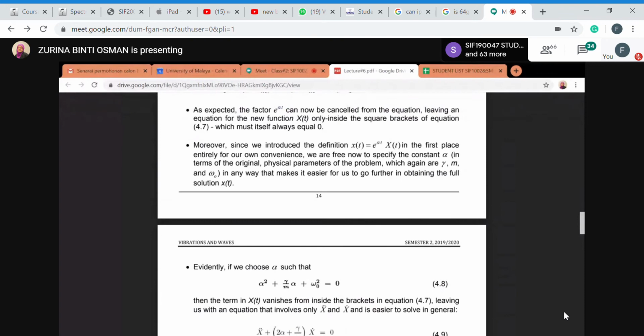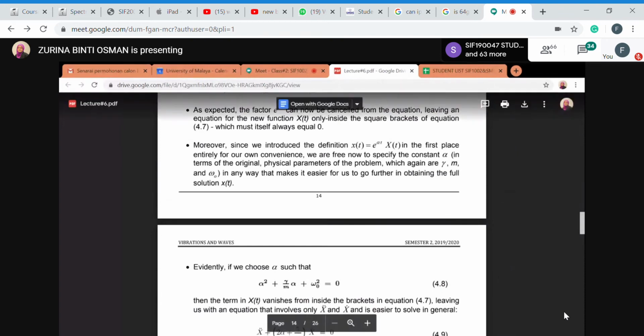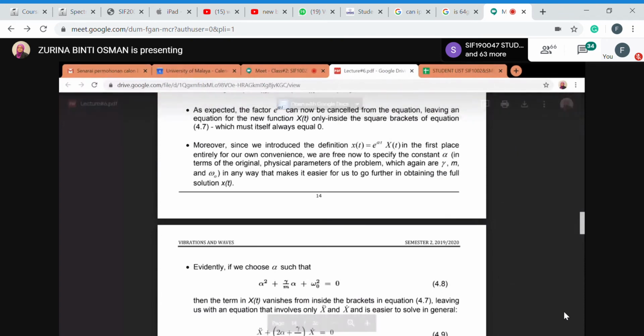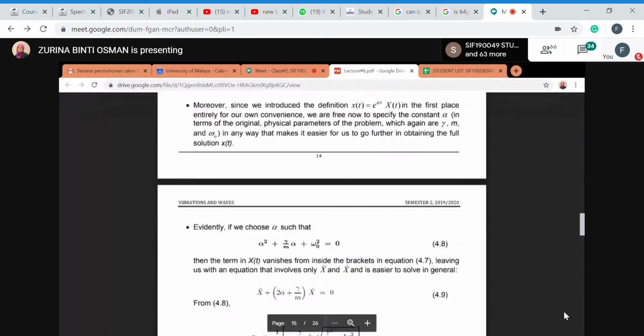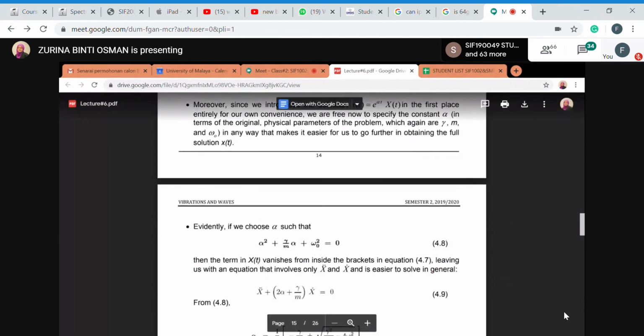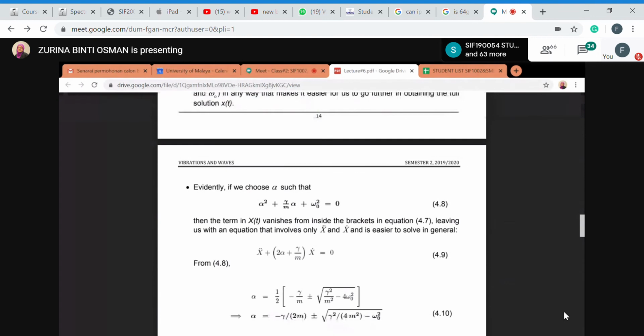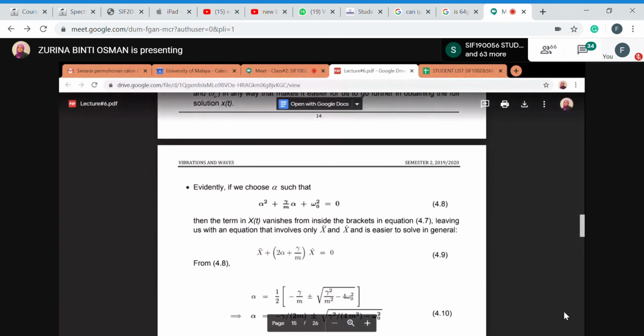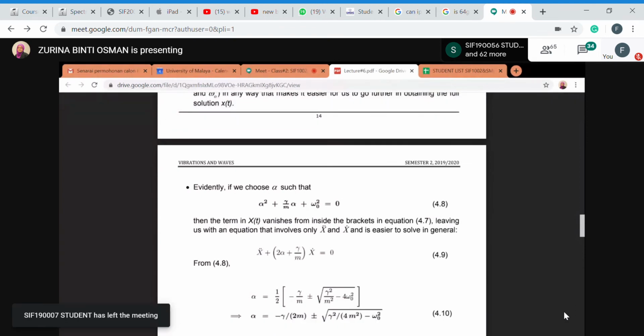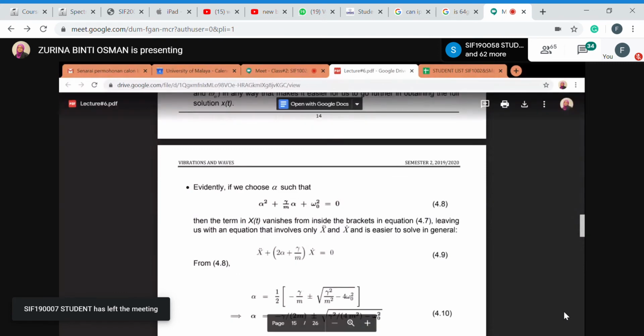Okay, and in any way that makes it easier for us to go further in obtaining the full solution for X(t). Evidently we choose alpha in such a way that we have this. Then the term in X(t) vanishes from inside the bracket in equation 4.7, leaving us with an equation that involves capital X double dot and also capital X dot, and it is easier to solve as this.